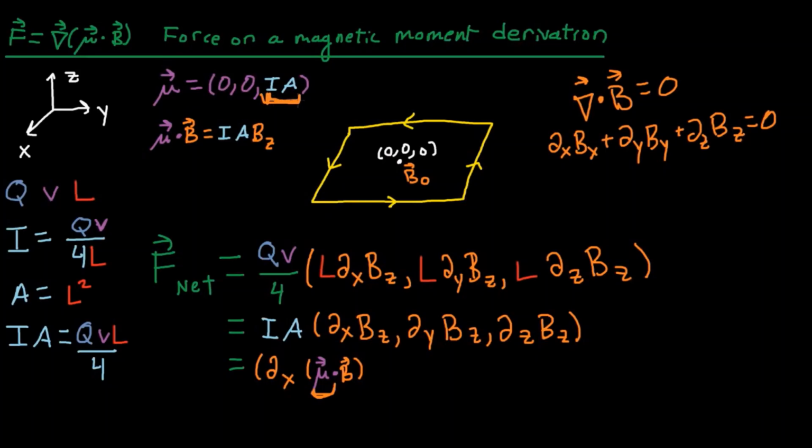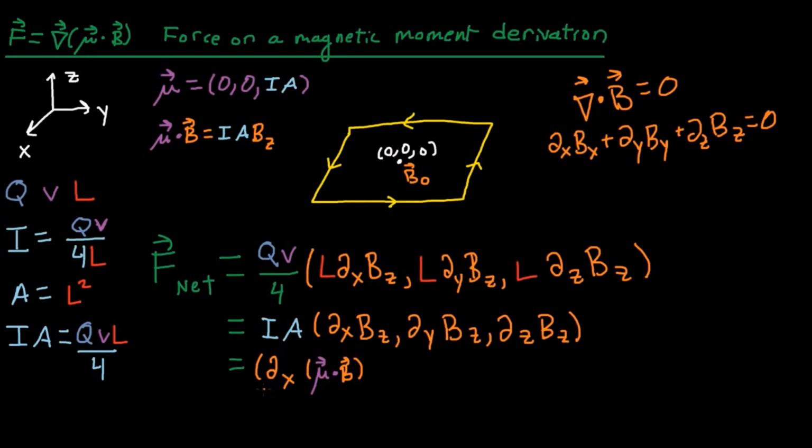Now this isn't... I and mu don't depend on x, y, and z, like the coordinates in space. But B, which is a vector field, does depend on x, y, and z. So mu dot B should be thought of as a function of x, y, and z. It's a scalar function. It just outputs a number, right? Because mu dot B, that's a scalar.